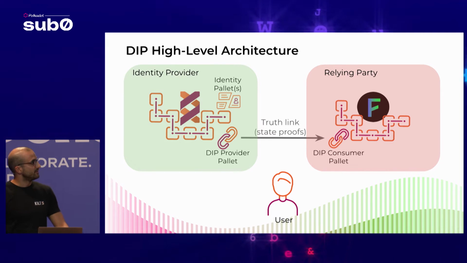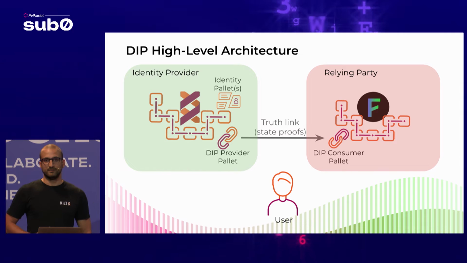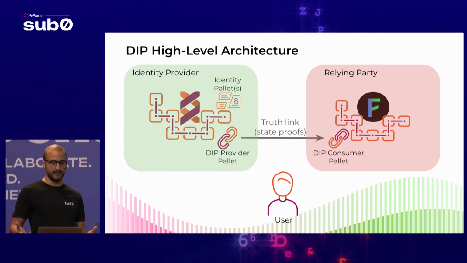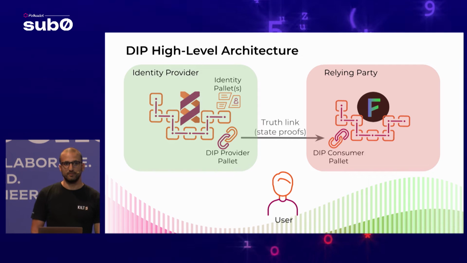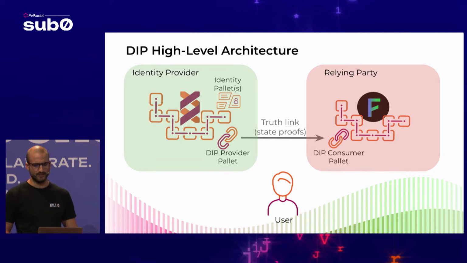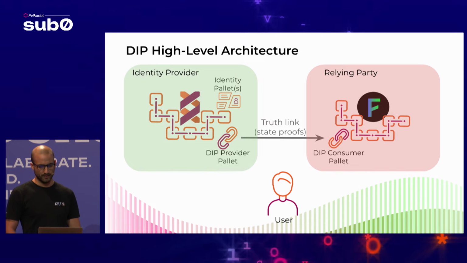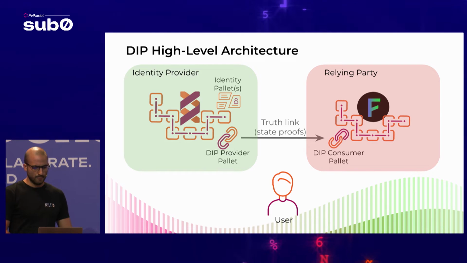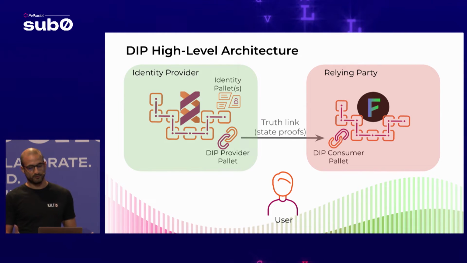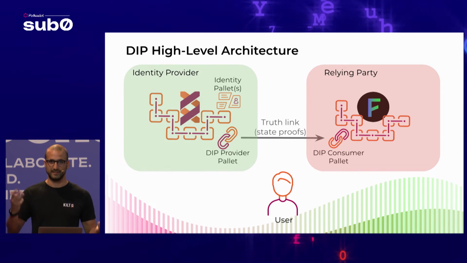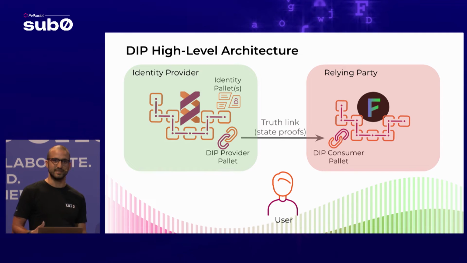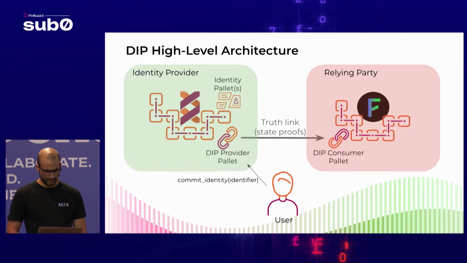The new version, so now we're talking about the current version of the DIP protocol, is still implemented by two pallets, but they don't assume that there is an HRMP channel open between the two parachains. Instead, the two chains interact with state proofs, also called storage proofs. And we can call this state proof-based communication channel a truth link, because there's no way to generate a wrong state proof that would still be considered valid.